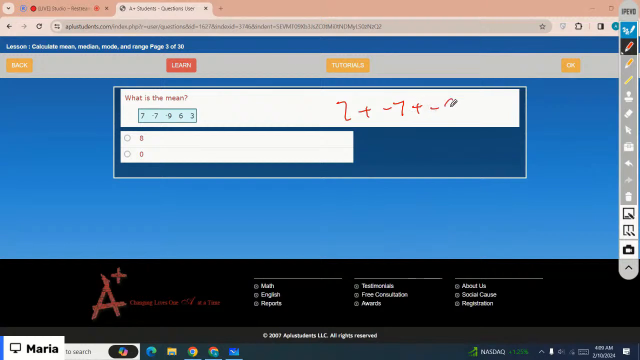You need to calculate the mean, add them all and divide by 5. So just the sum of all the values. Let's see. That is -9 plus 6 plus 3. That is 0, and 0 divided by 5 is always 0. The sum of all these values is 0 and 0 divided by 5 is 0. So the mean of the given data is 0. Got it? The correct option is 0.